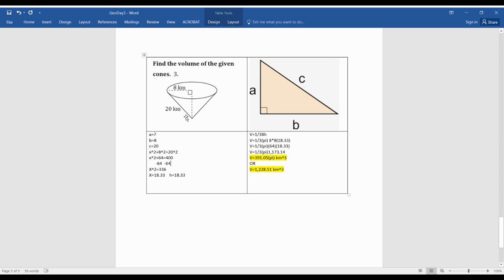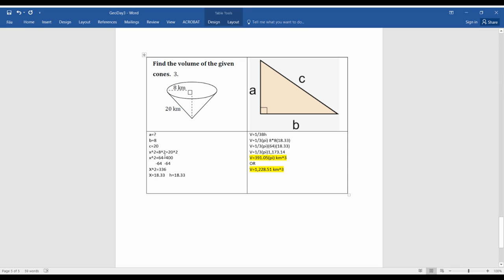20 is my slant height, and I actually want to find my real height. So this 8 right here, that's my b value. My 20 is the hypotenuse, that's my c value. So a, once again, is going to be my height that I'm actually solving for. So just like the last one, I'm plugging these values in.